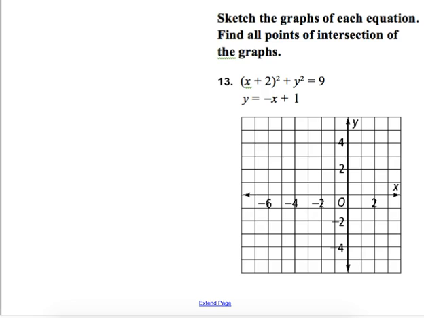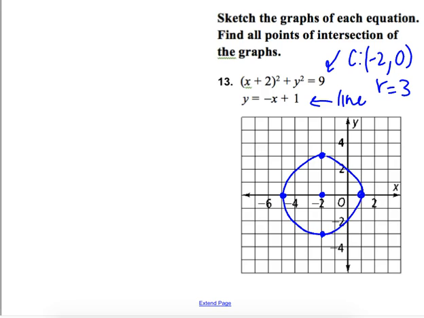And then our last problem for today says sketch the graphs of each equation. Find all points of intersection of the graphs. So here I have a circle, and this would just be a line. Let's start with the circle. I have a center at -2, 0, and a radius of 3. Plot that, -2, 0, then 1, 2, 3 in each direction. There is my circle.